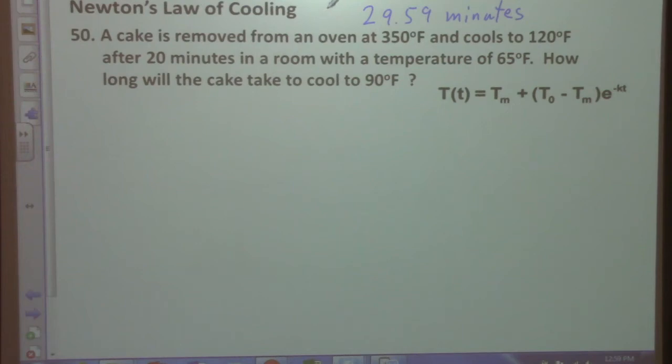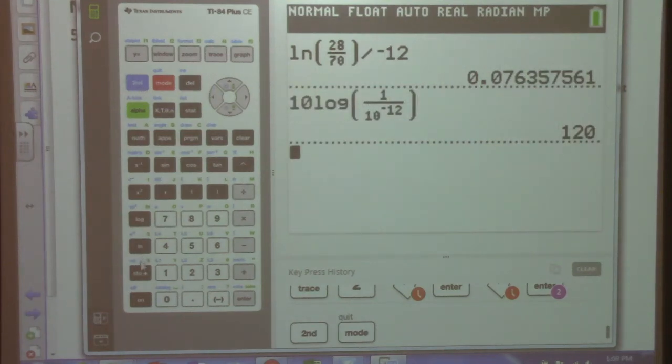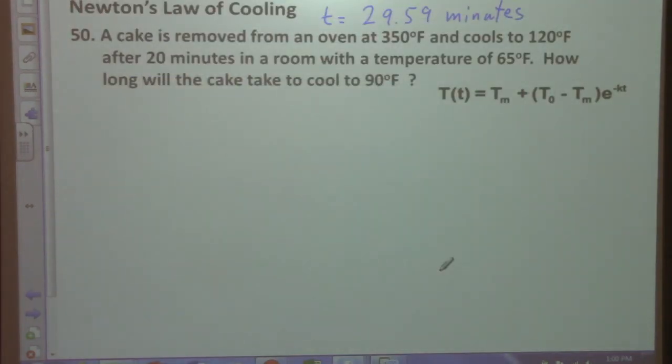How do you put ln in a calculator? ln, it's right here. So just check your answer.